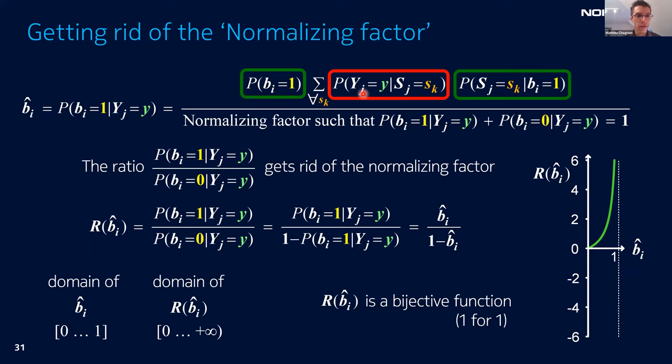And because the posterior of 1 plus the posterior of 0 must sum to 1, I can change the denominator of the ratio, I'm going to use my pointer here again, to be equal to this. Therefore, the ratio is just b hat subscript y divided by 1 minus this quantity, right? And the ratio really changes the domain of the posterior from 0 to 1 to a domain that is 0 to plus infinity. And that symbolic function, x divided by 1 minus x, or b divided by 1 minus b, is a bijective function. It has a total one-to-one mapping. If I know one, I know the other one.